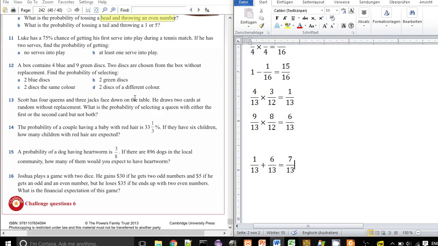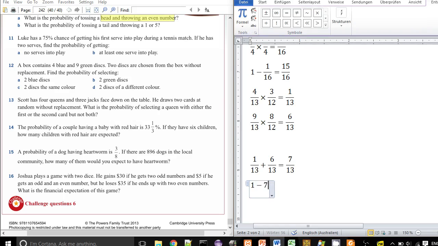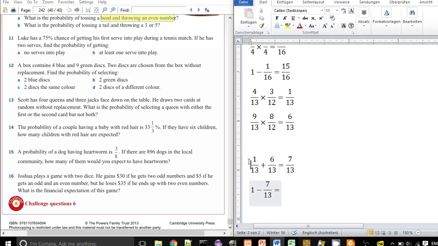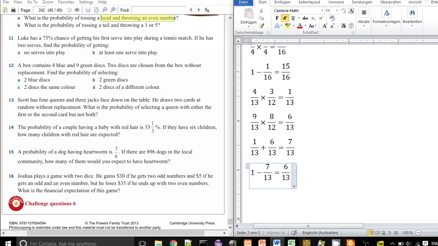Now 2 discs of a different color, these relate, okay? They're called complement events. Either you get the same color or different color, one or the other. They're mutually exclusive. So 1 minus 7 out of 13. It's what's left over. Sort of the opposite. And that's actually just 6 out of 13. If you do 13 take away 7, you're left with 6. Okay, that's D.